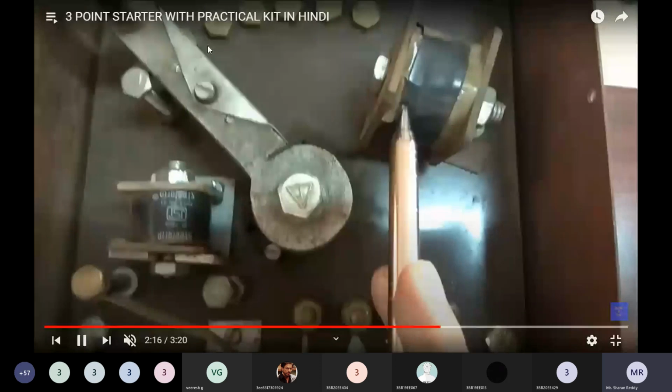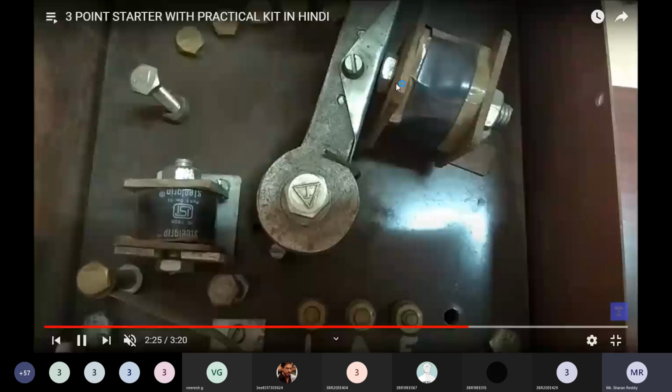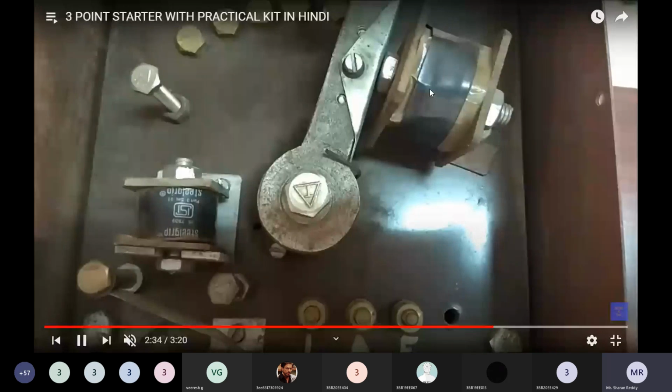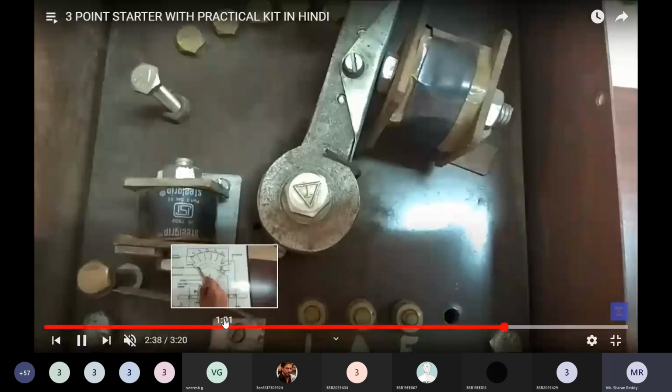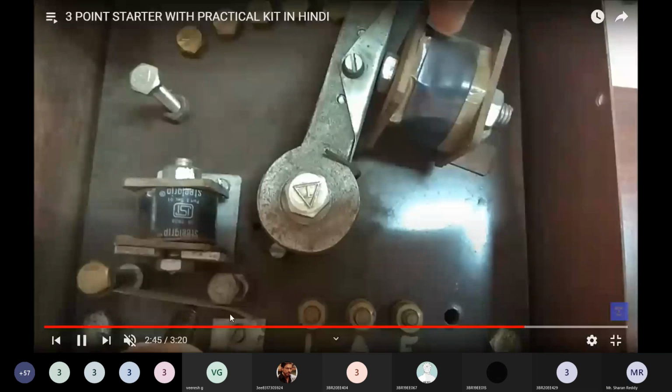Under normal working condition, it always holds. Even when an overload occurs, this gets short circuited, so this gets magnetized and this coil is demagnetized. There is a connection between this. See, he is showing now. This is what is lifted up. When it gets lifted up, this coil gets short circuited and it comes back to the off position.